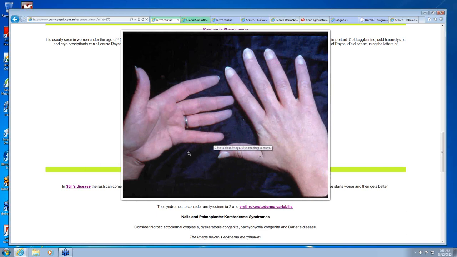Here we've got someone in the blue phase after the white phase. In scleroderma, you'd have spindling here. You'd have loss of the pulp as well. You may even get little infarcts in the pulps of the fingers.